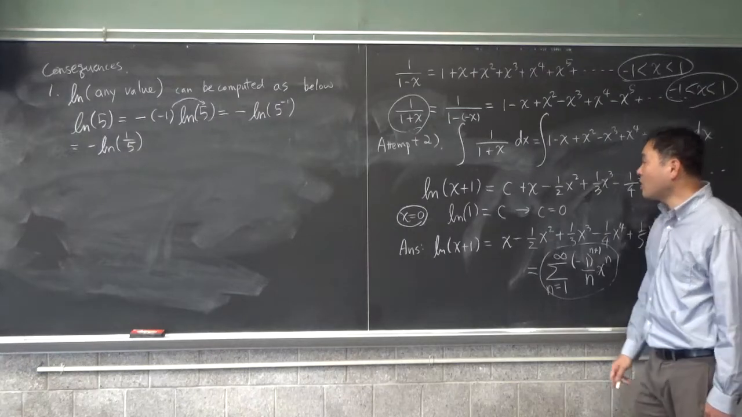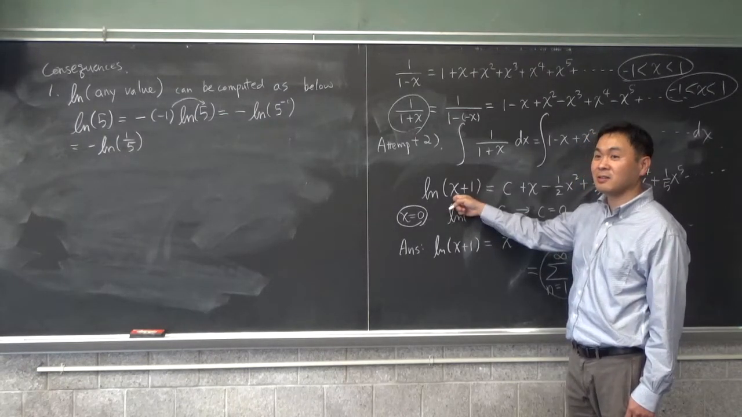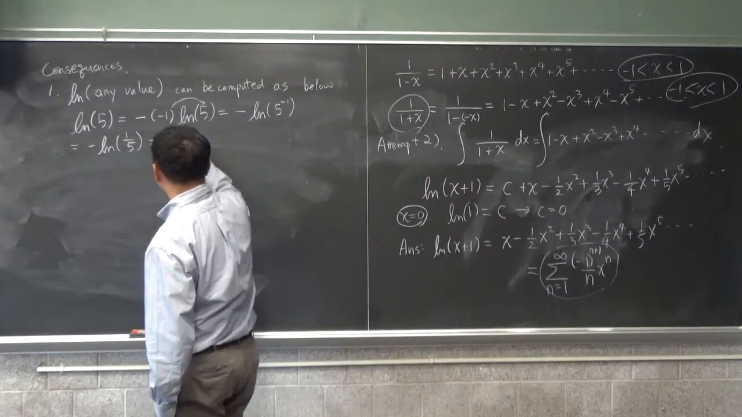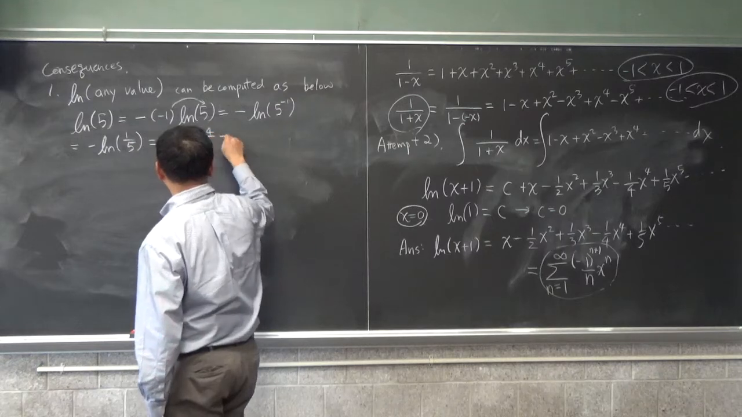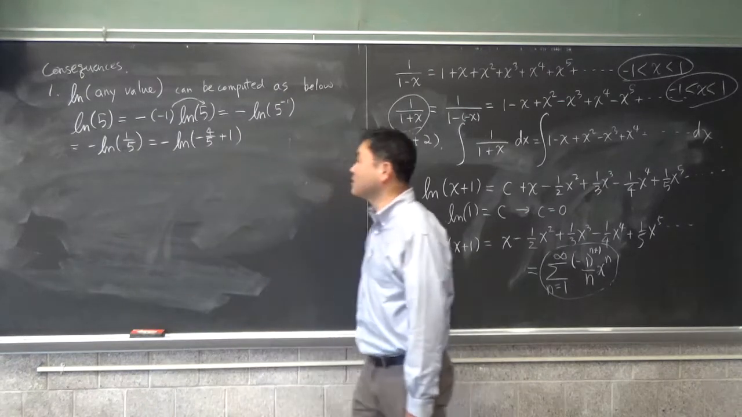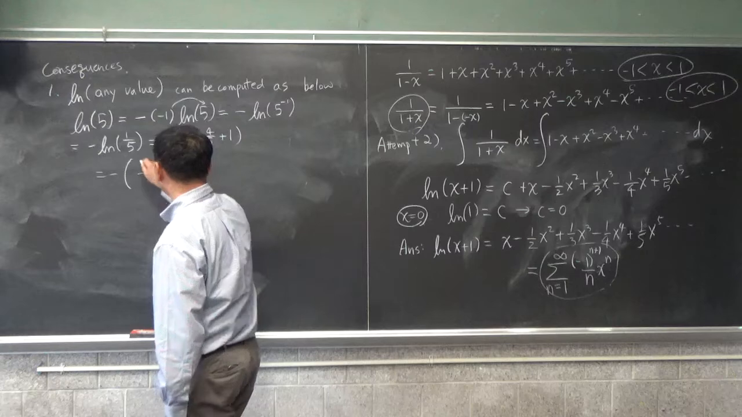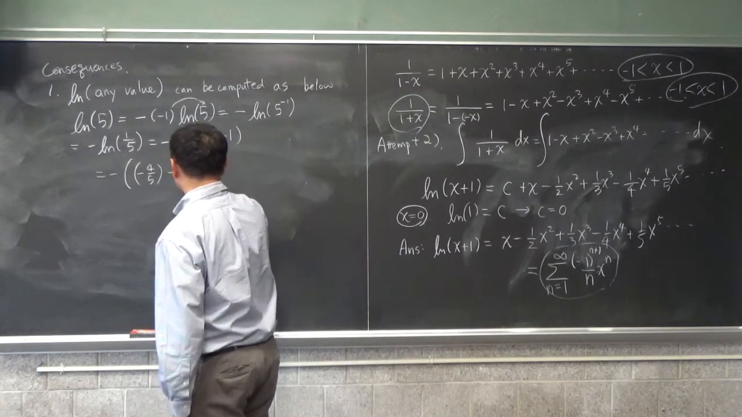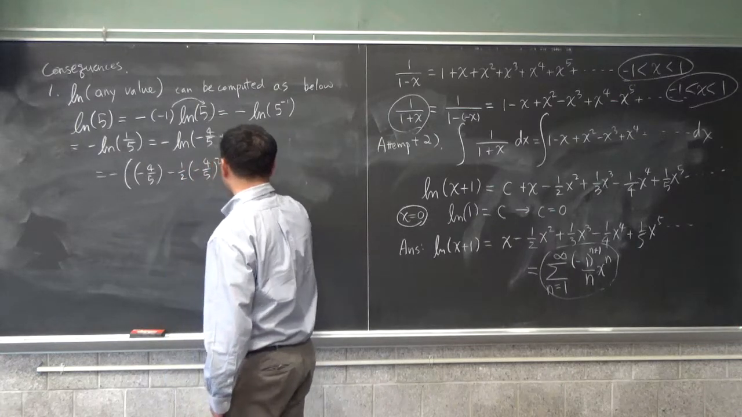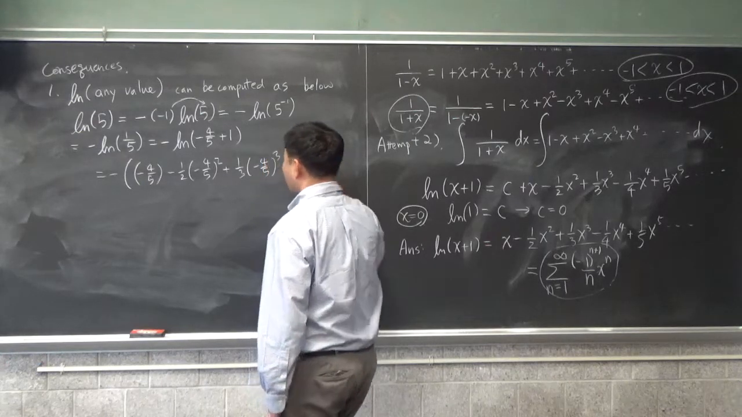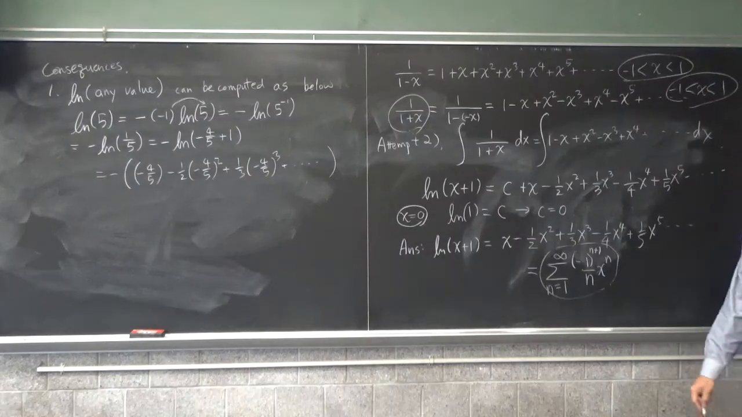And, well, how do you get 1 over 5? You have to plug in negative 4 over 5. Right? If you plug in negative 4 over 5, so this is going to be negative of ln of negative 4 over 5 plus 1. And then you can get negative of negative 4 over 5 minus 1/2 negative 4 over 5 squared plus 1/3 negative 4 over 5 cubed, and so on and so on. Okay? So it's possible. You can do it that way, right?